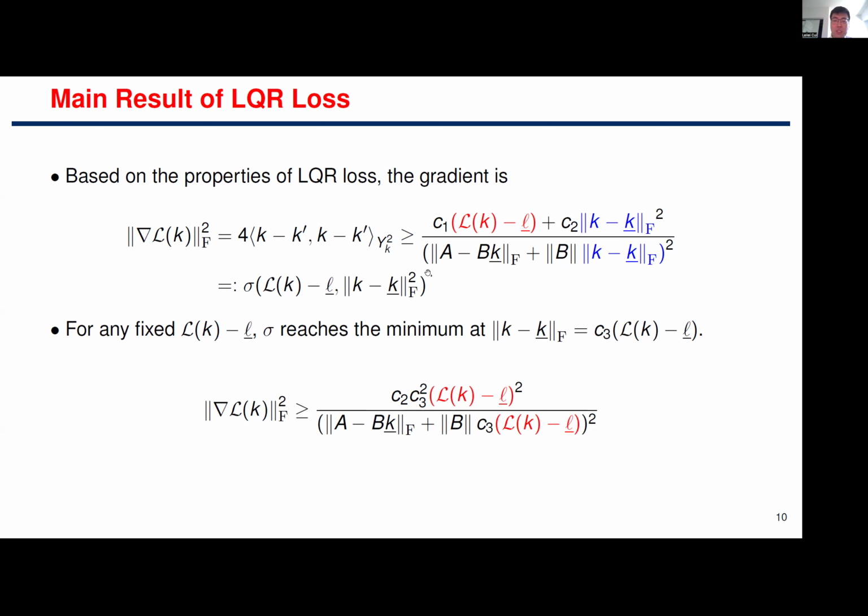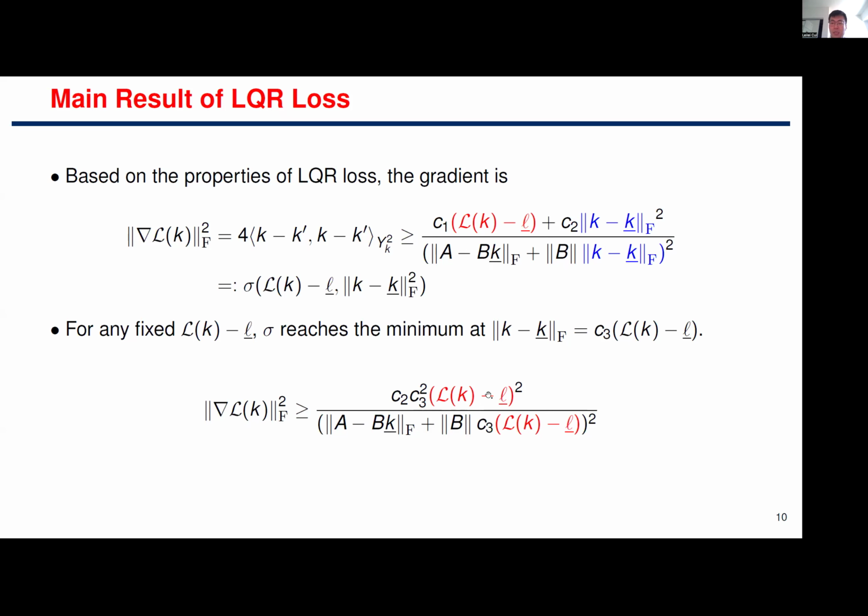Sigma reaches the minimum, and we plug this equation into the expression of K minus K optimal, and we get the lower bound of the Frobenius norm of the gradient. And so here we find that indeed this function is exactly what we want, right? It is 0 at 0, strictly increasing, and it is saturated when my loss function tends to infinity. So that's the whole idea of proving the class K PL condition.